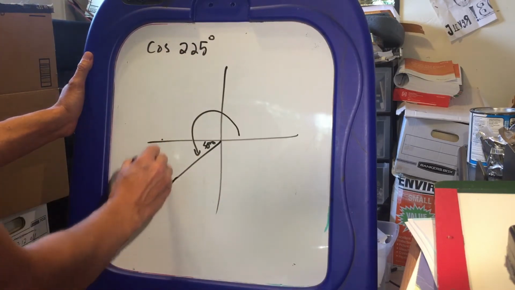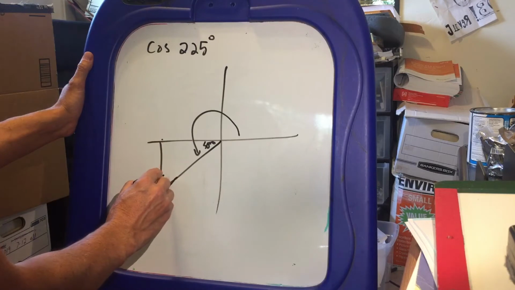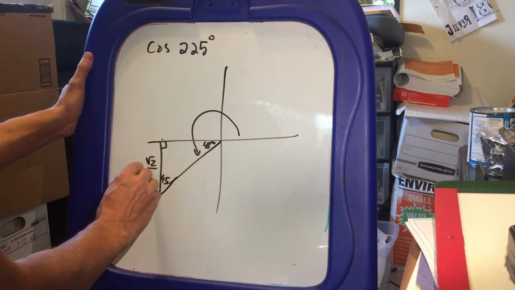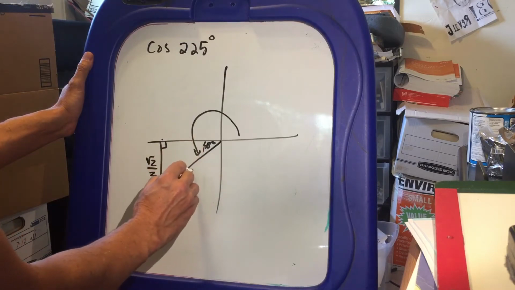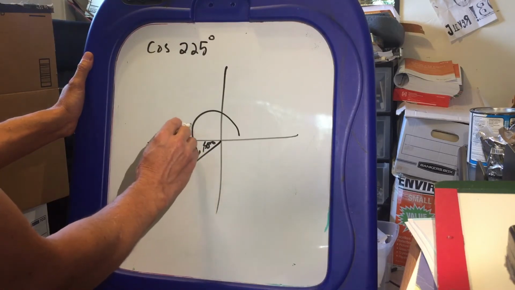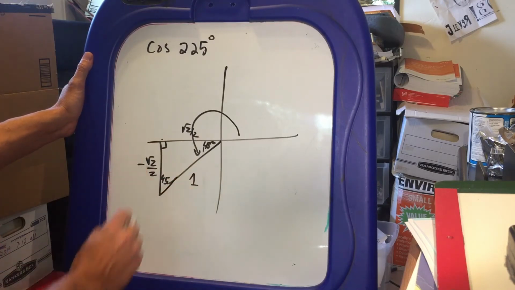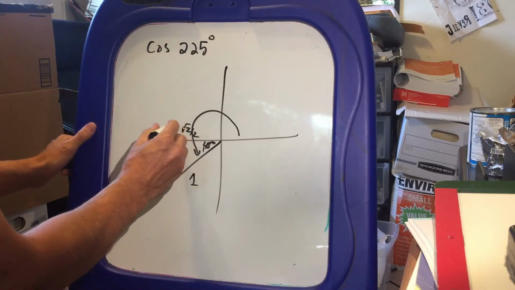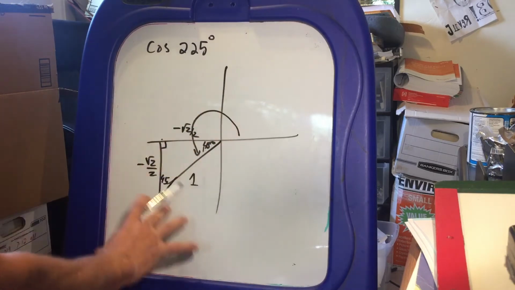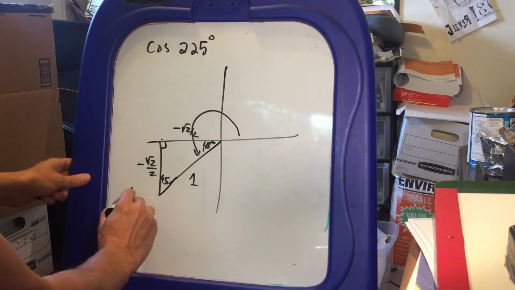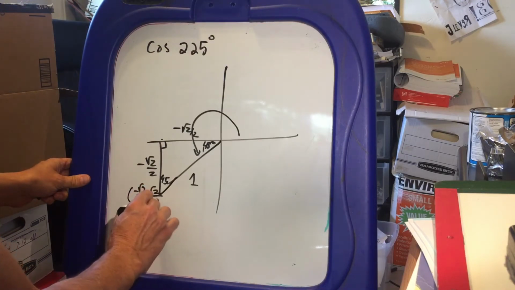I draw my triangle in here. I know that this is 45, 45, 90. So across from the 45 is root 2 over 2. Across from the other 45 is root 2 over 2. And of course the hypotenuse is 1. Now remember that this one is negative, and this one is negative, because we're in the third quadrant here, they're both negative. So this coordinate out here is negative root 2 over 2, comma negative root 2 over 2.